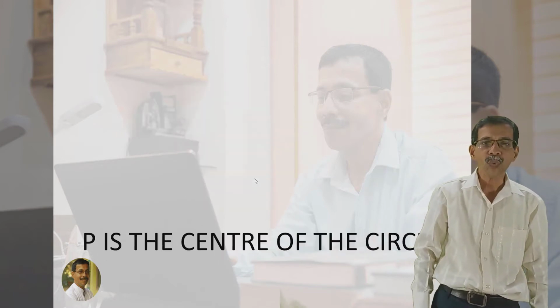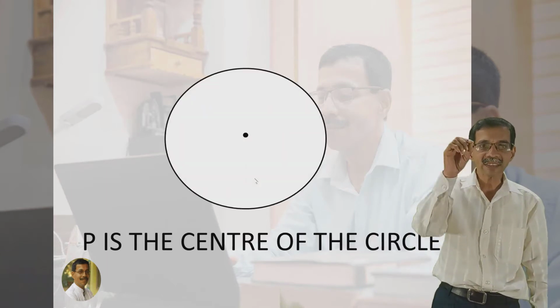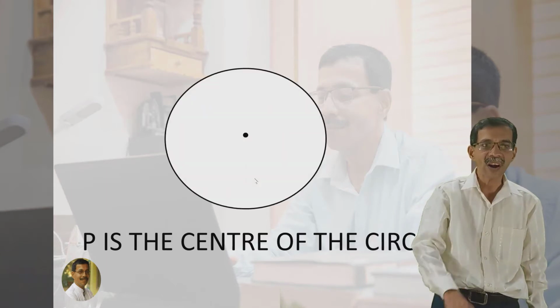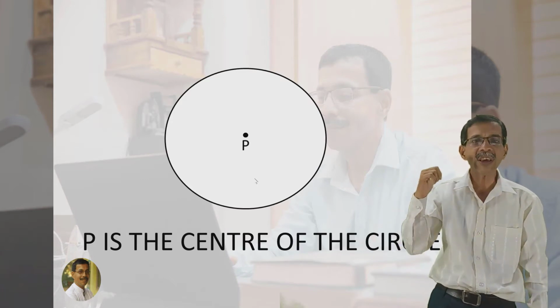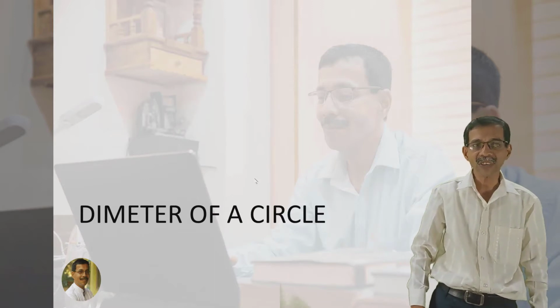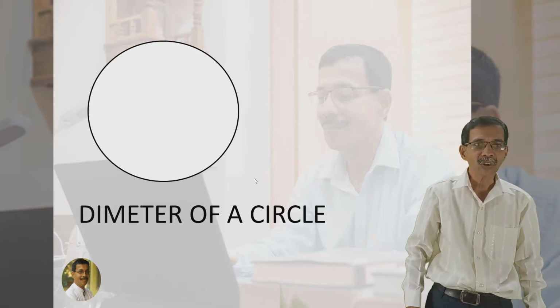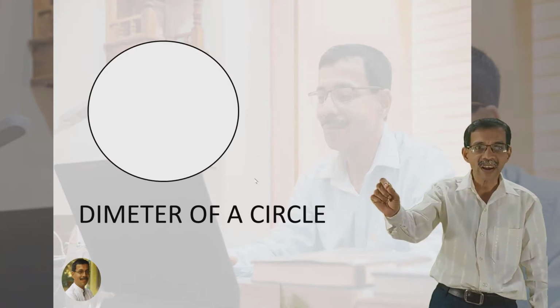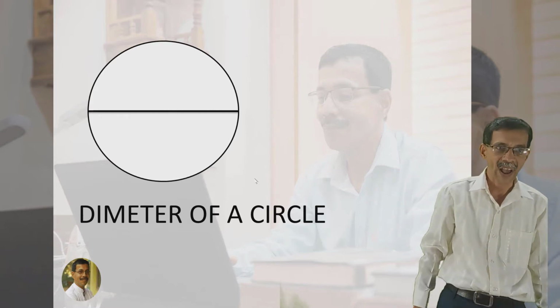Next we will see what the center of the circle is. The point which is at the center of the circle is called the center of a circle, and it is denoted as P in this diagram. Next we will see what the diameter of a circle is. The diameter of a circle is a chord drawn through the center of the circle touching 2 points on the circle. That is called a diameter.